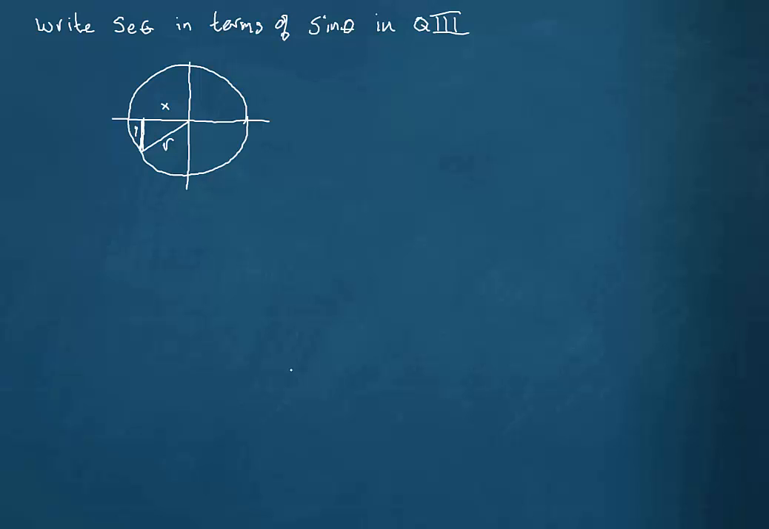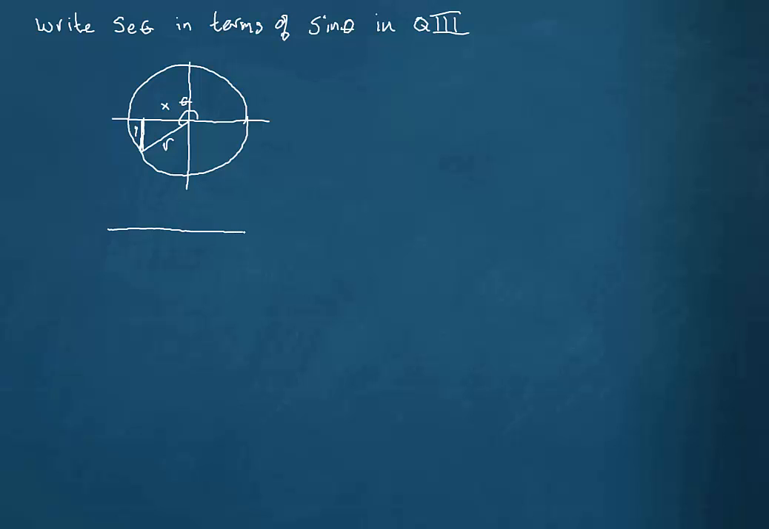We are to write the secant of theta in terms of the sine of theta in quadrant 3. So here we have a circle, and in quadrant 3 we have an angle that we can call theta, terminal side in quadrant 3, and then we can put a vertical to the x-axis and then pull that triangle out, and we'll have this side will be on the x-axis, this side will correspond to y, and then we have our hypotenuse, which is the radius of the circle.